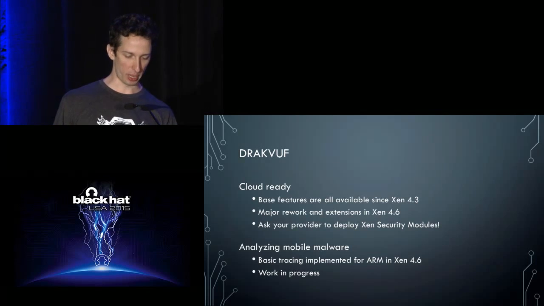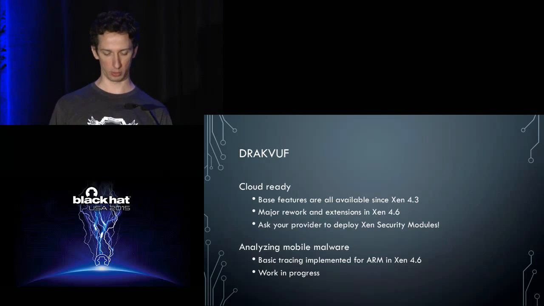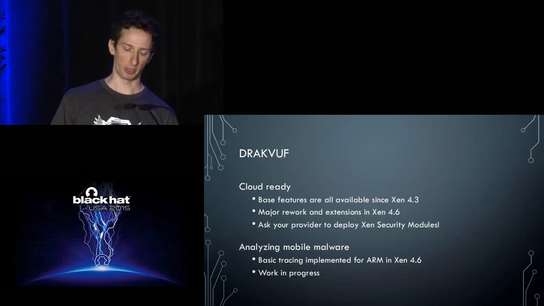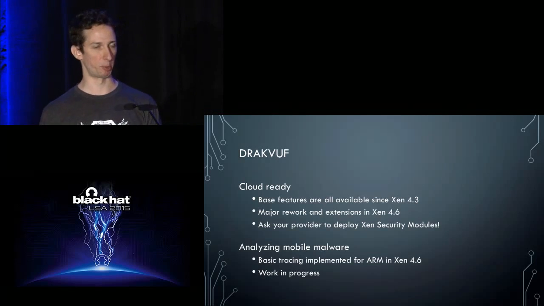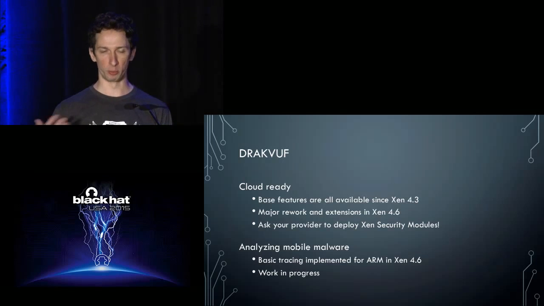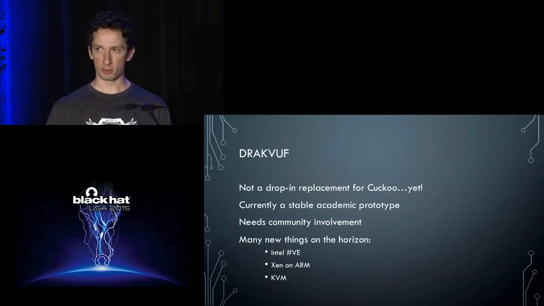Another really cool thing about Xen is that it's running on ARM chipsets, so you can actually analyze mobile malware like Android malware. So I actually implemented for Xen 4.6 a basic tracing capability for Xen using the ARM two-stage paging mechanism, so you can actually monitor memory accesses that are happening on ARM chips. So you're actually going to be able to analyze mobile malware with this system as well, but it's still a work in progress.